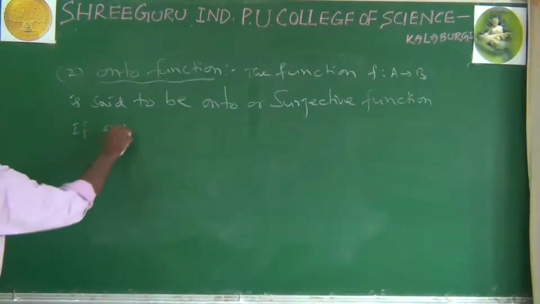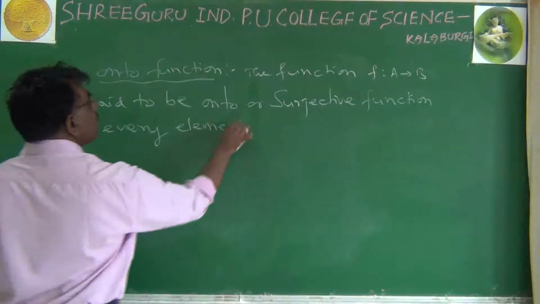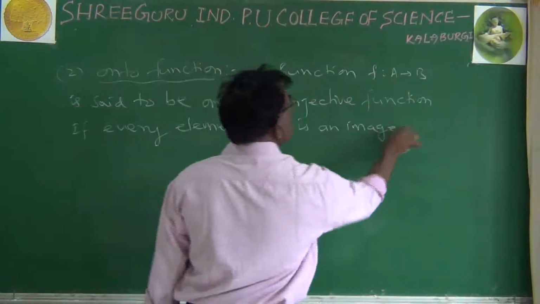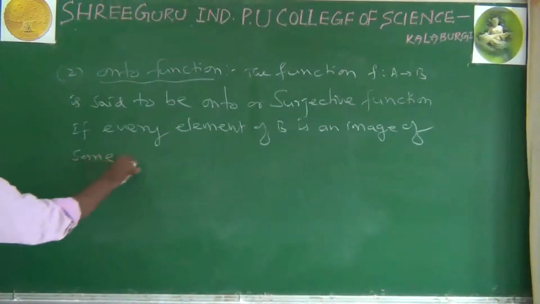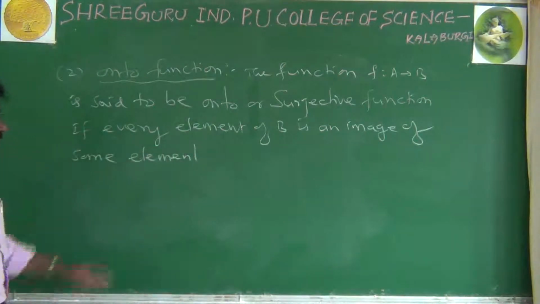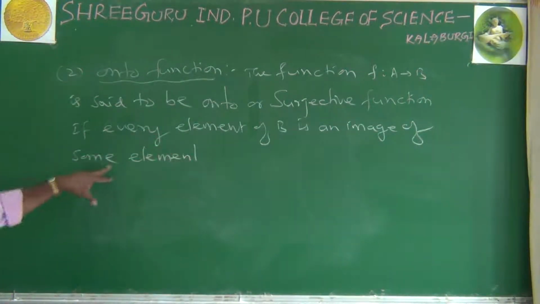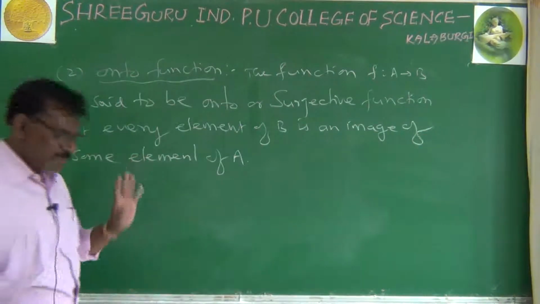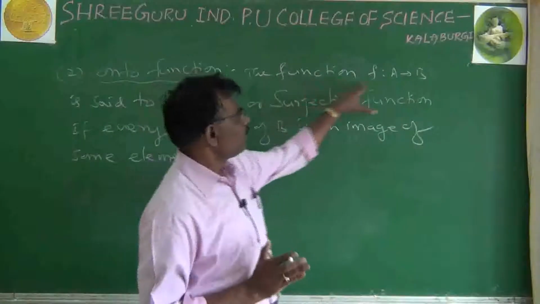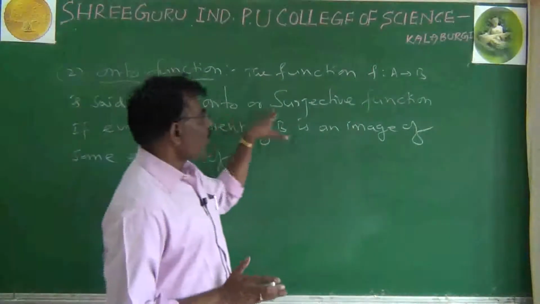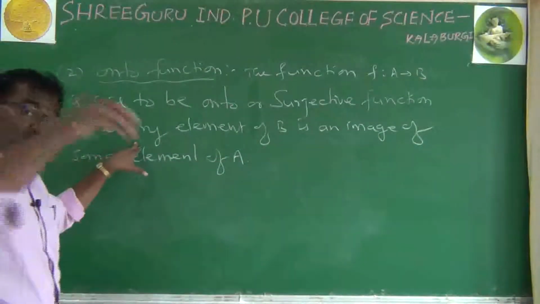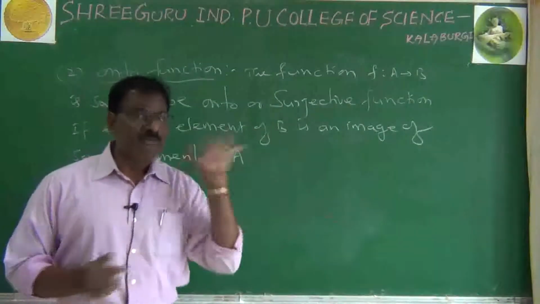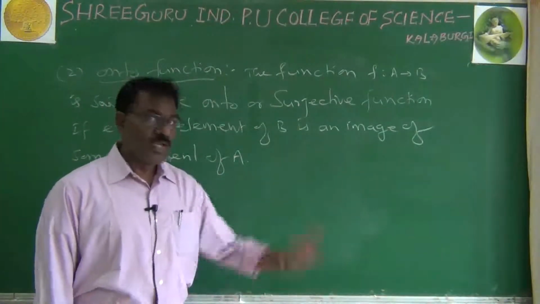if every element of B, the codomain, is an image of some element of A. This is the definition of onto. Very simple. The function f from A to B is said to be onto or surjective if every element of B is an image of some element of A. All the elements of the codomain must be images. No one is left.